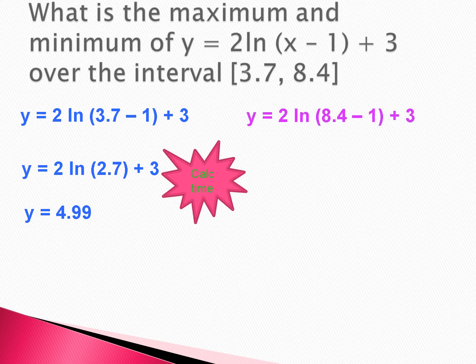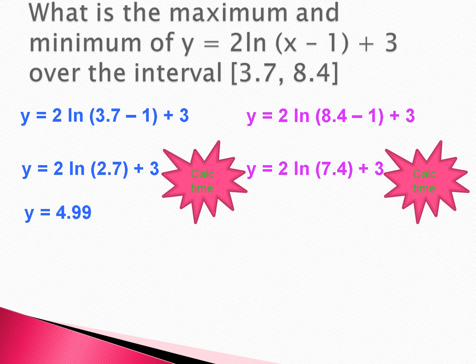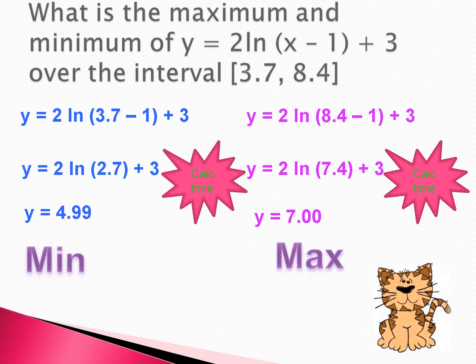Now let's try 8.4. Well, 8.4 minus 1 is 7.4. So again, calculator time: 2 ln, open parentheses, 7.4, close parentheses, plus 3, and we get 7 right on the dot. So 4.99 is going to be my minimum, and 7.00 is going to be my maximum.